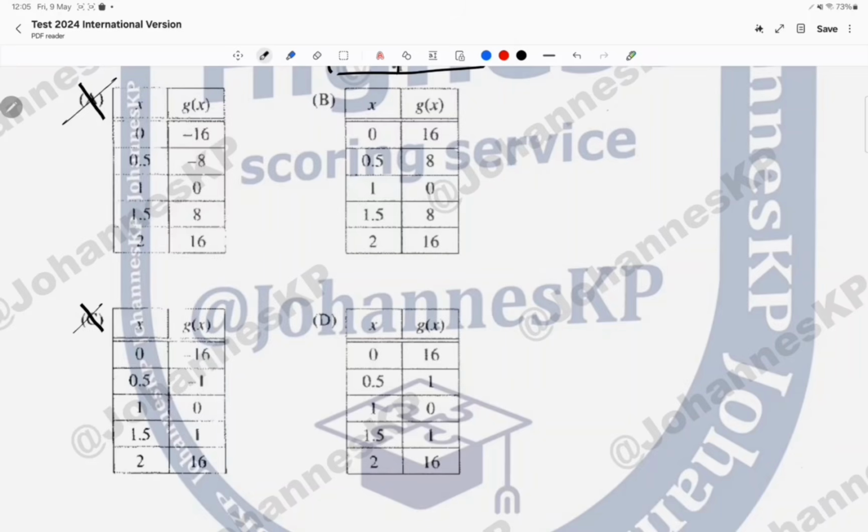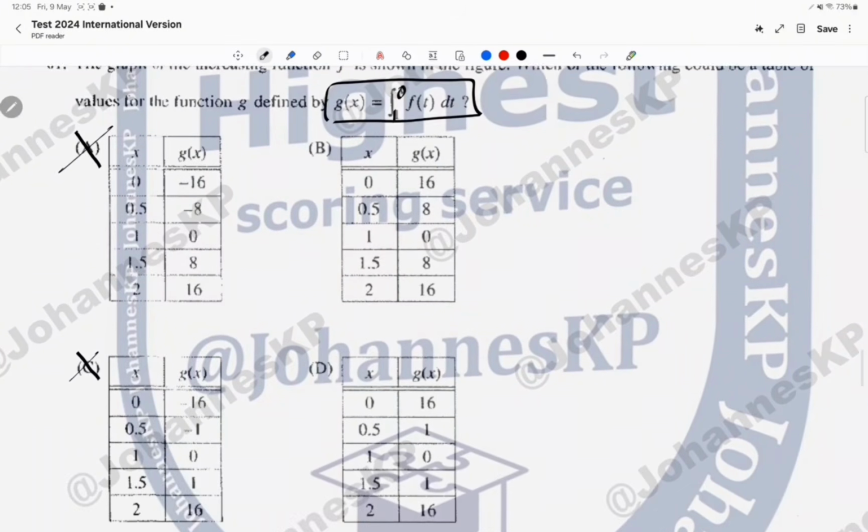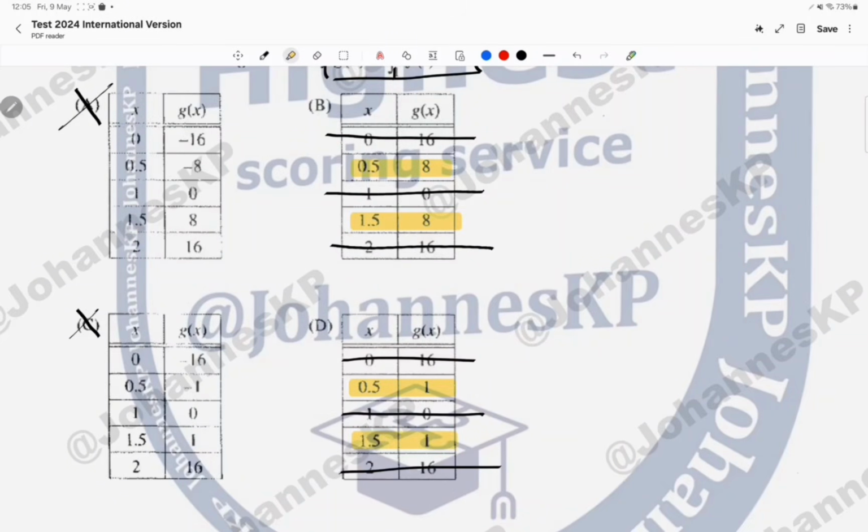And so now how are B and D different? They both have the same first row, and they both have the same third row, and they both have the same last row. So only compare this, this, this, and this.